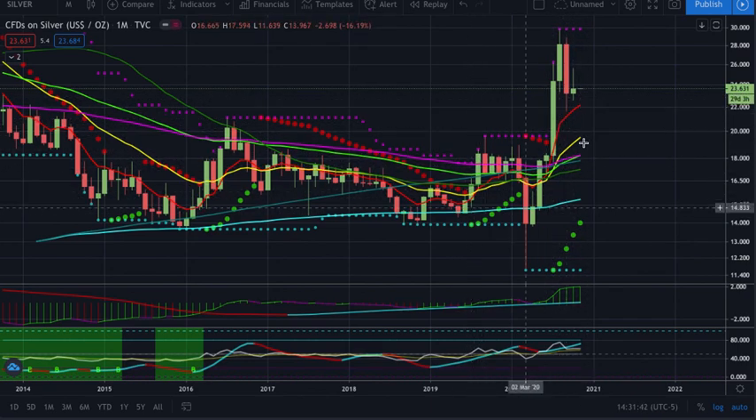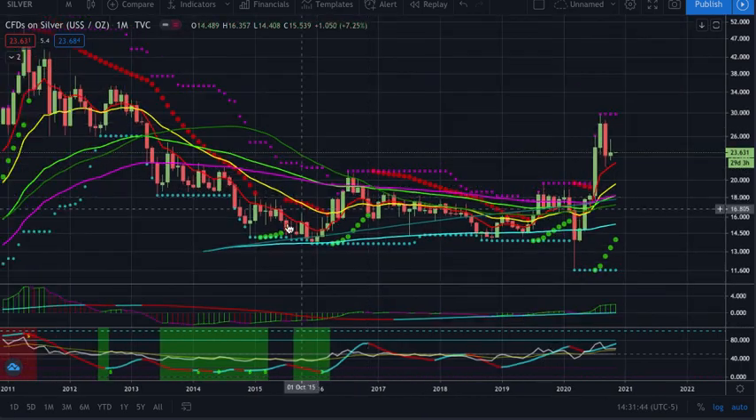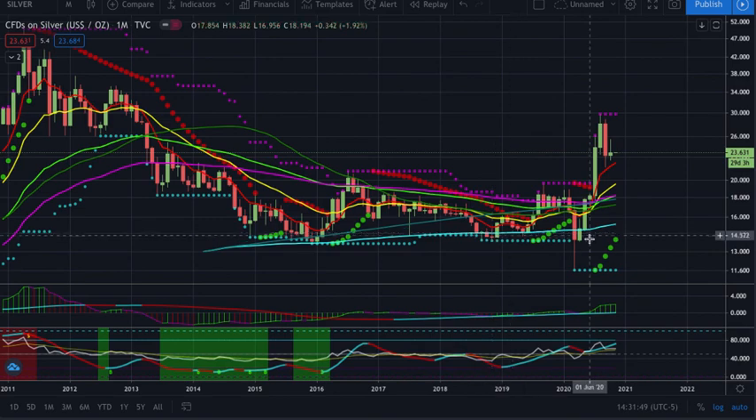Everything is above the 200. Overall, extremely bullish. We never really got below that 200. We had like 1 or 2 candle closes below it right here on the monthly. But overall, this thing has just been in a massive consolidation for years.